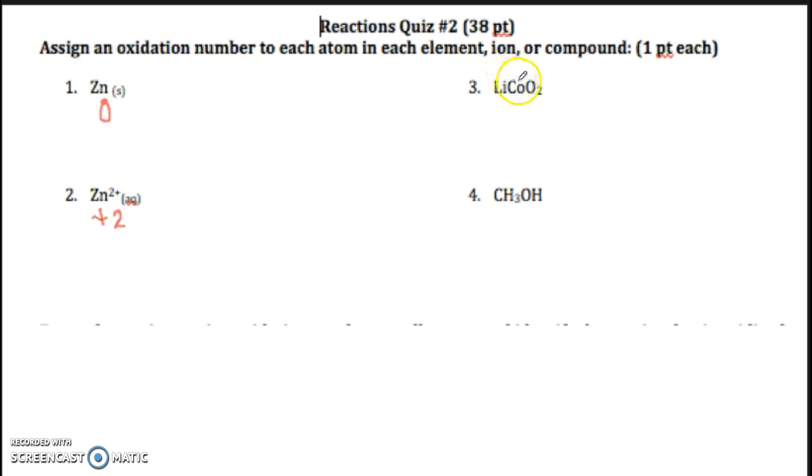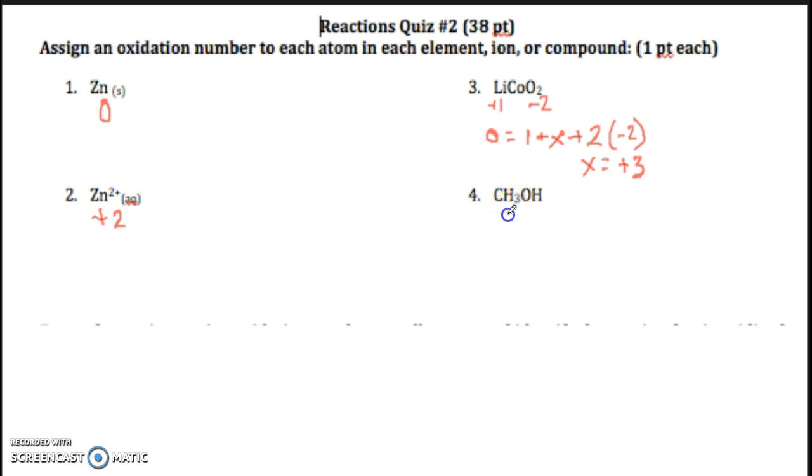Number 3, we've got lithium, cobalt, and oxygen. Lithium is a group 1 metal, so I can automatically assign it as a +1. Oxygen, I'm going to assume, is a -2, and then I need to figure out the cobalt. So the whole entire thing has no charge, so 0 equals the 1 from lithium plus the x from cobalt that I don't know plus 2 times my -2. I do all the algebra there, and I will find that cobalt is a +3.